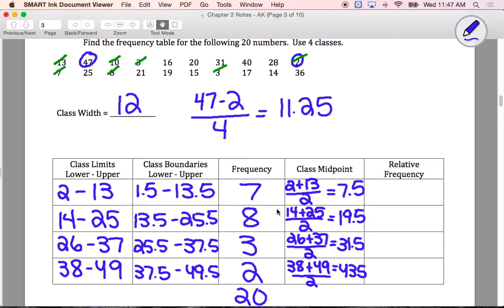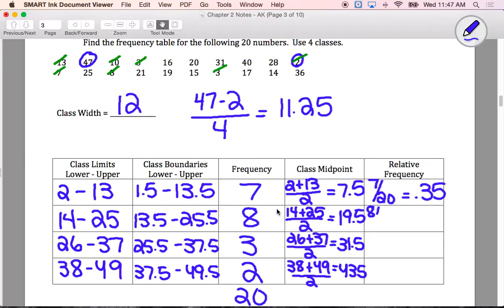Now the last one is your relative frequency. So for your relative frequency, what you're going to do is you're going to take your frequency and divide it by the total number of numbers. So we're going to take 7 and divide it by 20. Now when you divide these, you're going to get a decimal, round to 2 decimal places. So I divide those and get 0.35. You're going to do that for the whole group.